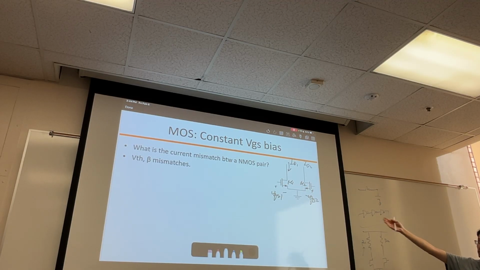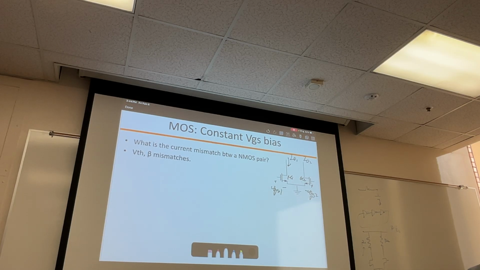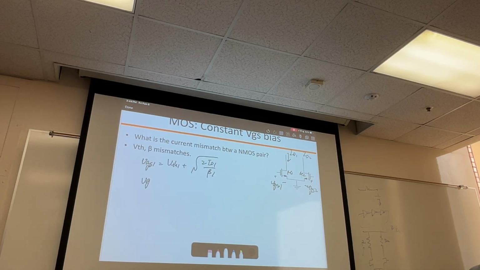Okay, so if I lay them out exactly the same size, so I want everything to match. ID1 equal to ID2, right? And VGS1 equal to VGS2. But however, because of the mismatch, here, it won't be exactly the same. So VGS1, assuming that it's a square law device, okay, will be VTH1 plus square root of ID1 over beta1. And VGS2 is VTH2 plus square root of ID2 over beta2.